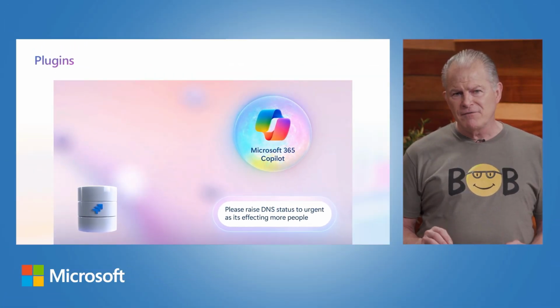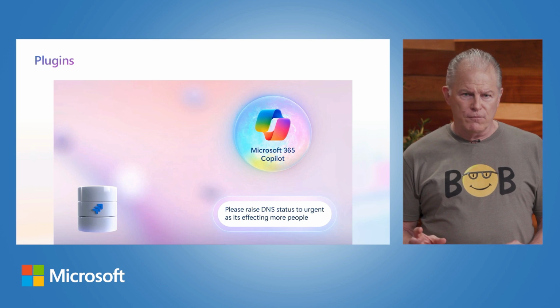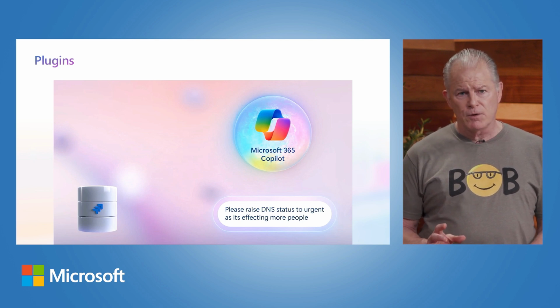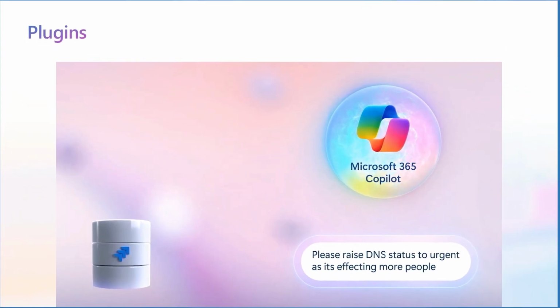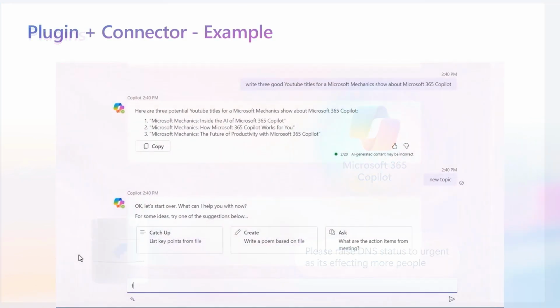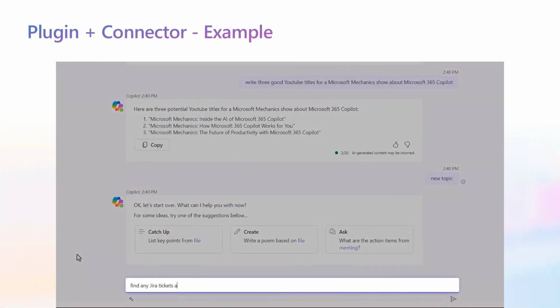That means that if you want to enforce data privacy and sovereignty requirements, you can have only the defined components exposed in your organization to the model. Let's show you an example of using a connector and a plugin simultaneously.